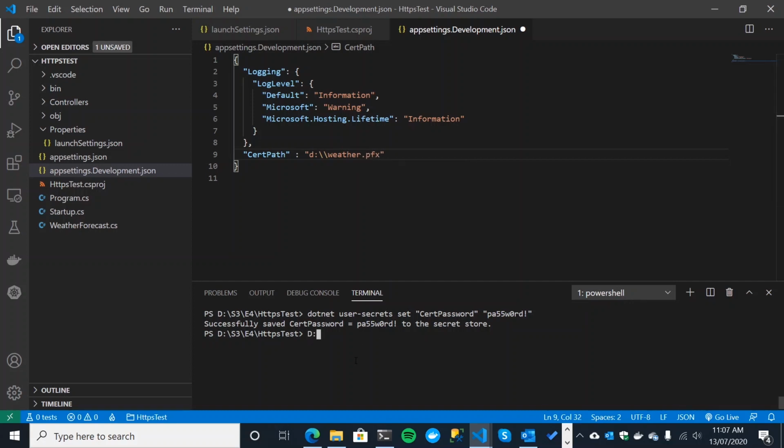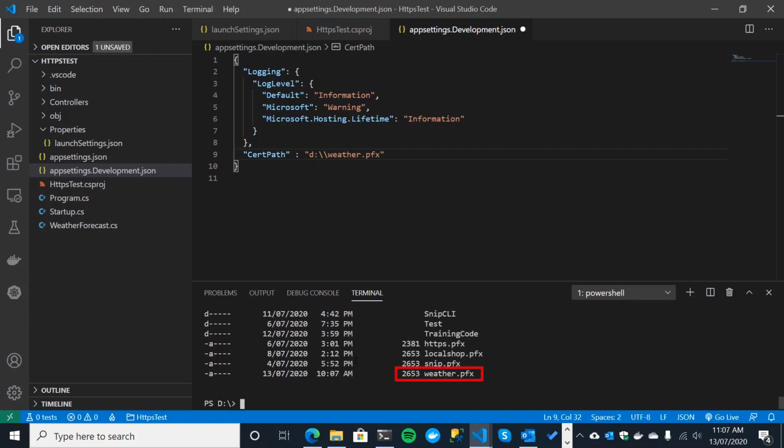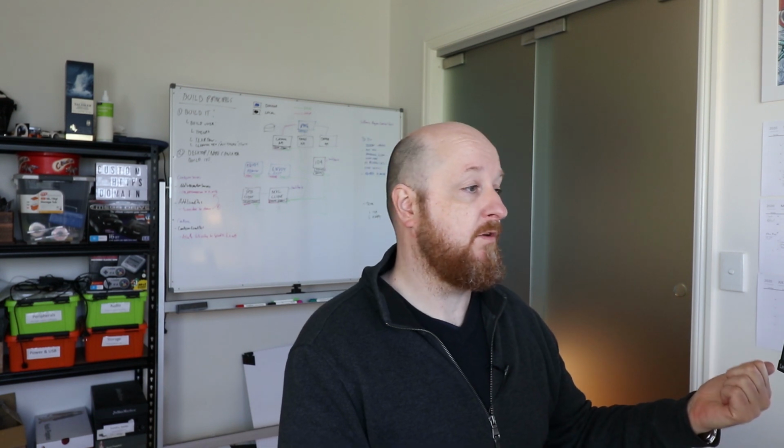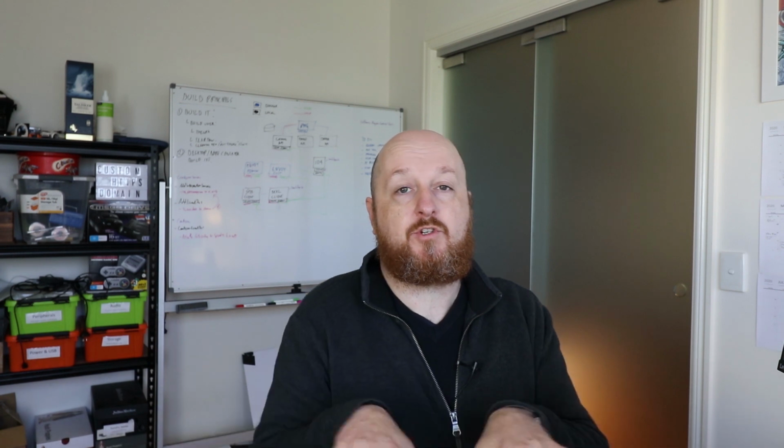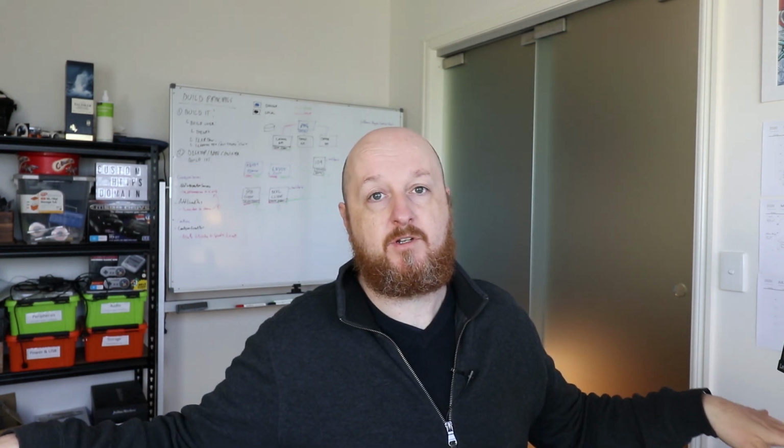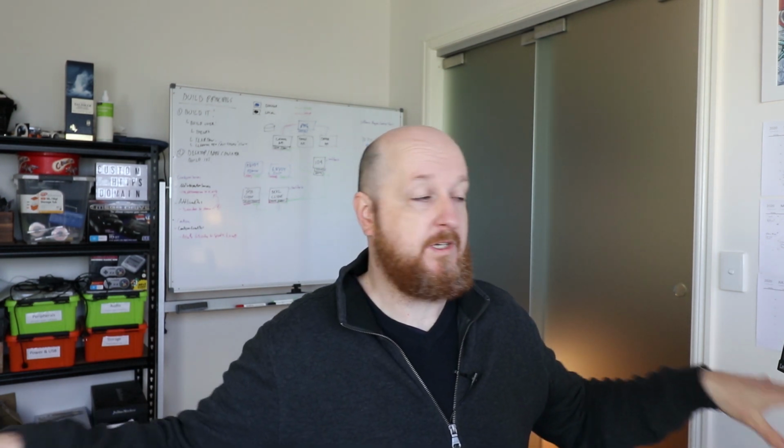So let's just go back into root of D, and yeah, weather.pfx. Okay, cool. All right, so we'll save that off. So basically, we have got two bits of config, the path of our certificate and the password of our certificate, which are both stored in separate configuration resource locations.